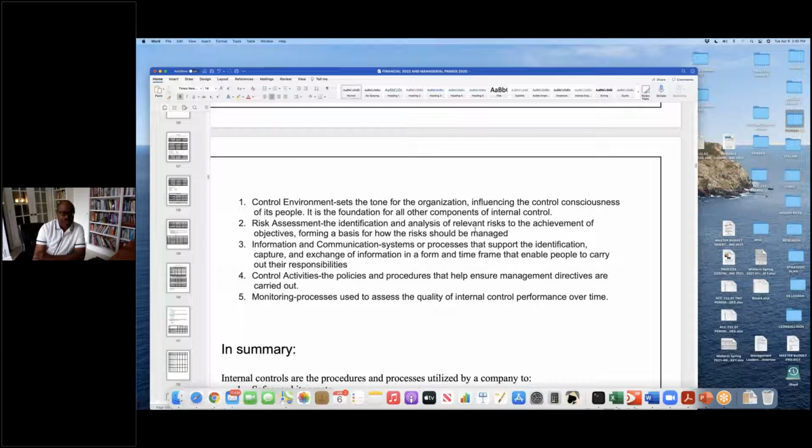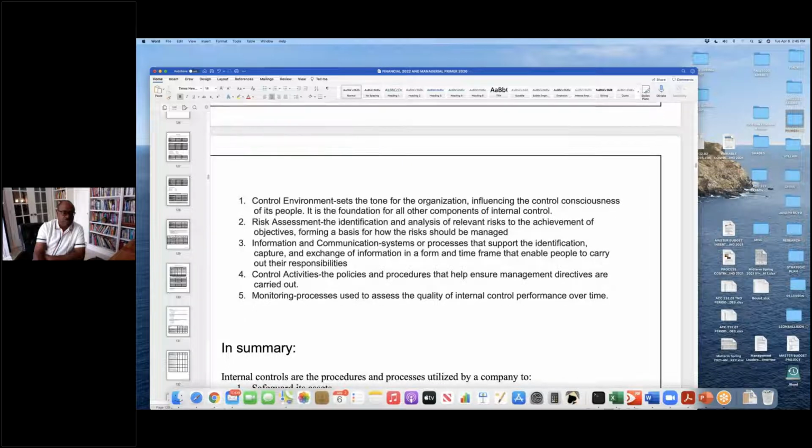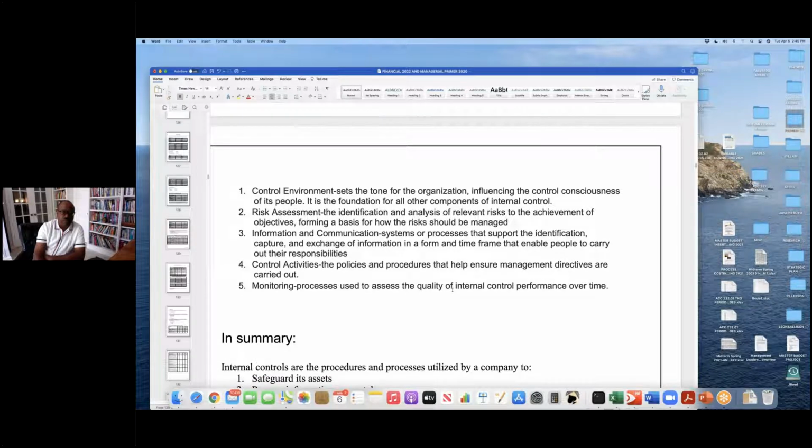Information communication. So there should be information that flows, that tells people what they're supposed to be doing, how to do it, and when they're supposed to do it. And then we have control activities, surprise audits, labeling things, then the monitoring process. These are your cameras.